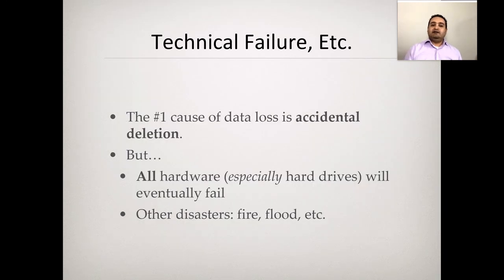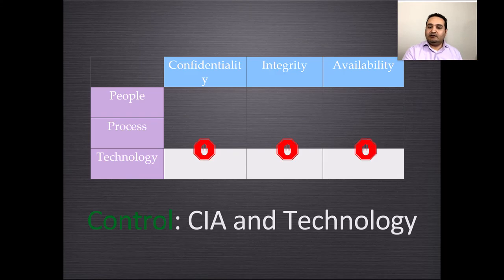So again, technical failures. The number one cause of data loss is actually accidental deletion. So employees might delete a file or a record by mistake. Also, all hardware is prone to fail at some point, whether it is because of a disaster such as fire, flood, or hurricane, or just by time, because everything has a life cycle, it has a beginning and an end. Hardware is also the same.